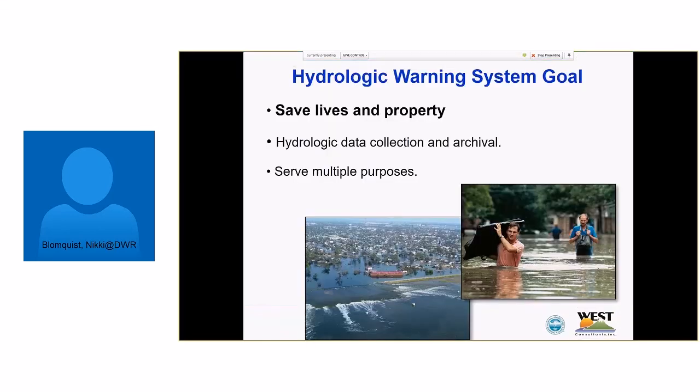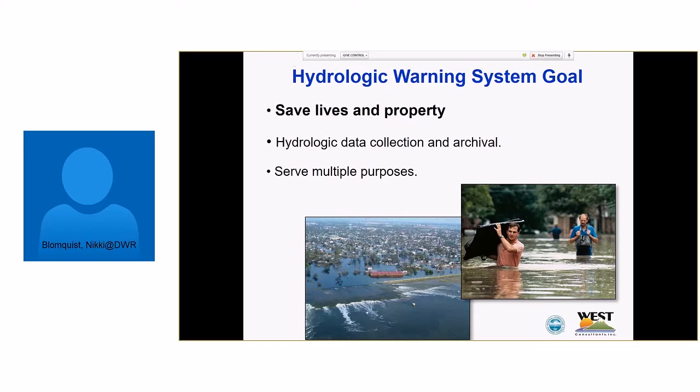The primary goal of any hydrologic warning system is to save lives and property. One of the issues when you develop a hydrologic warning system is that floods or any kind of hydrologic hazard tend to happen periodically and sometimes a long time in between incidents. So what you have to do is think about other applications for the flood warning system to maintain continuous interest throughout the lifetime of your system.